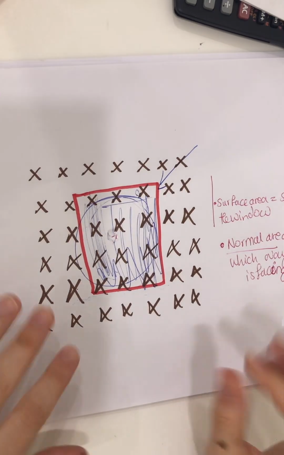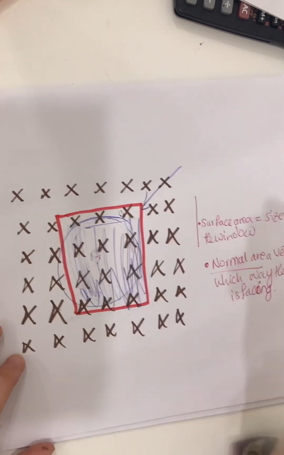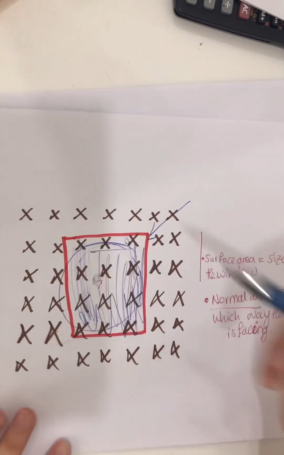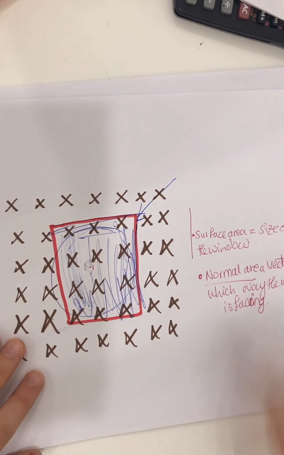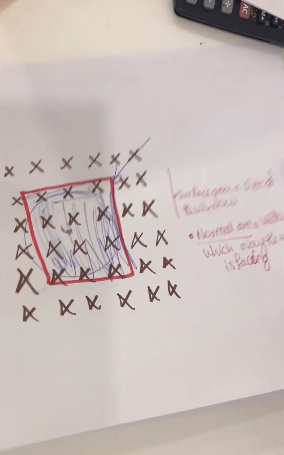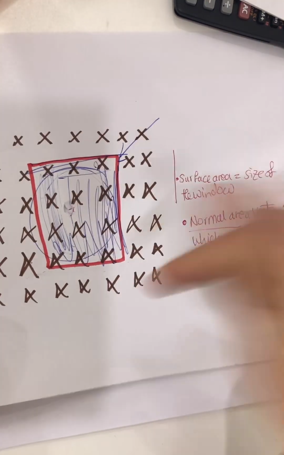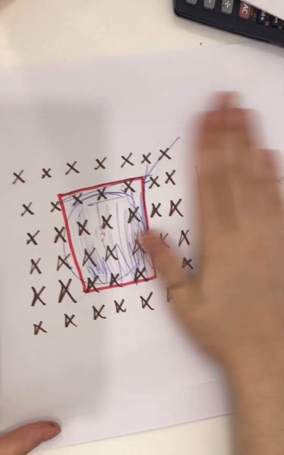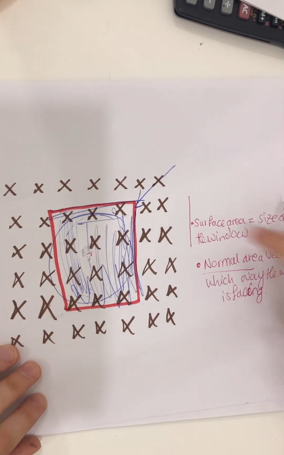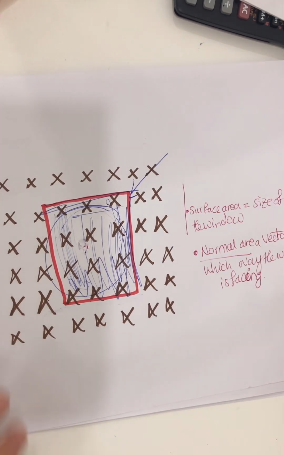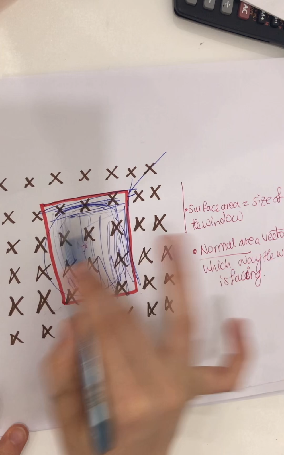It's not three-dimensional. It's two-dimensional, so it has the length, it has the width. That's it. It's not 3D, where you're like, okay, but it's going this way. No, it's just like this, all right? So it says surface area is the size of the window. It's essentially just the size of that window.